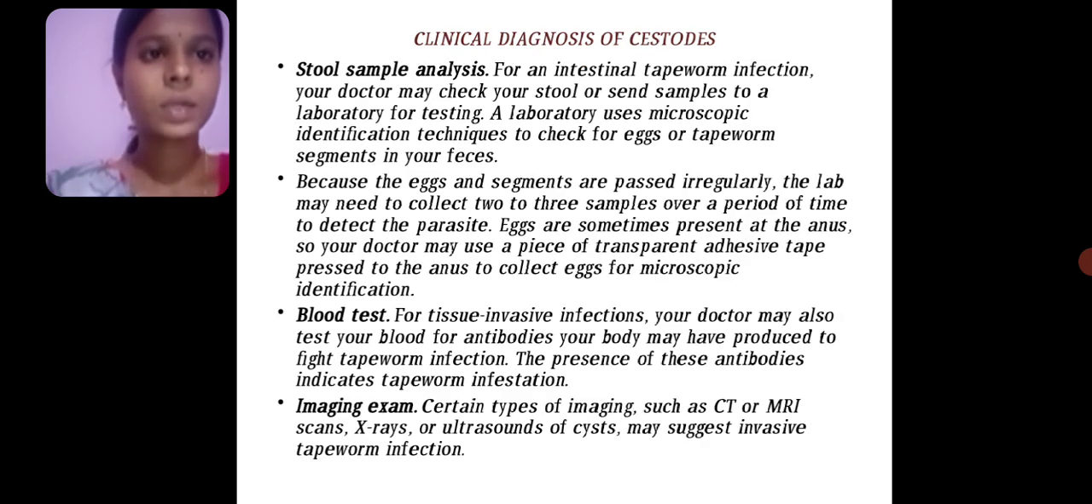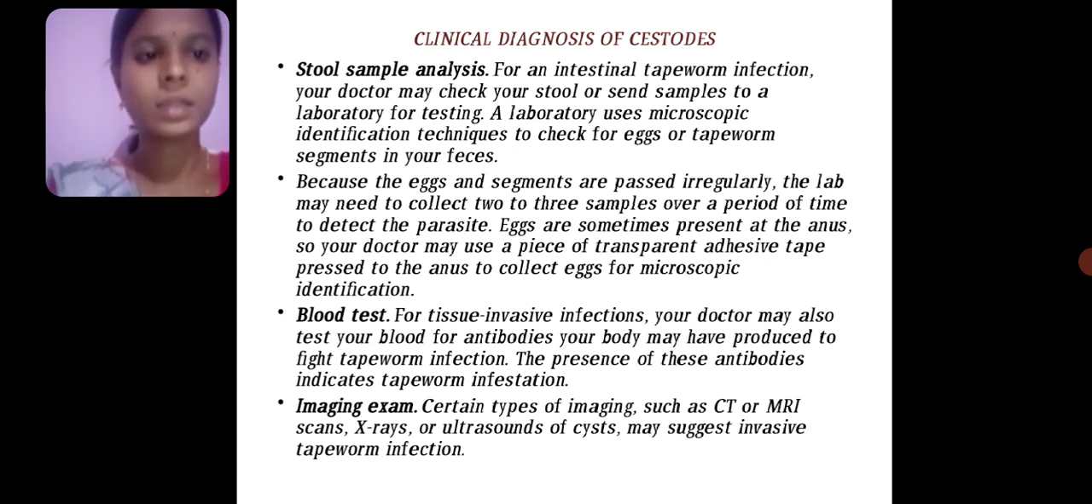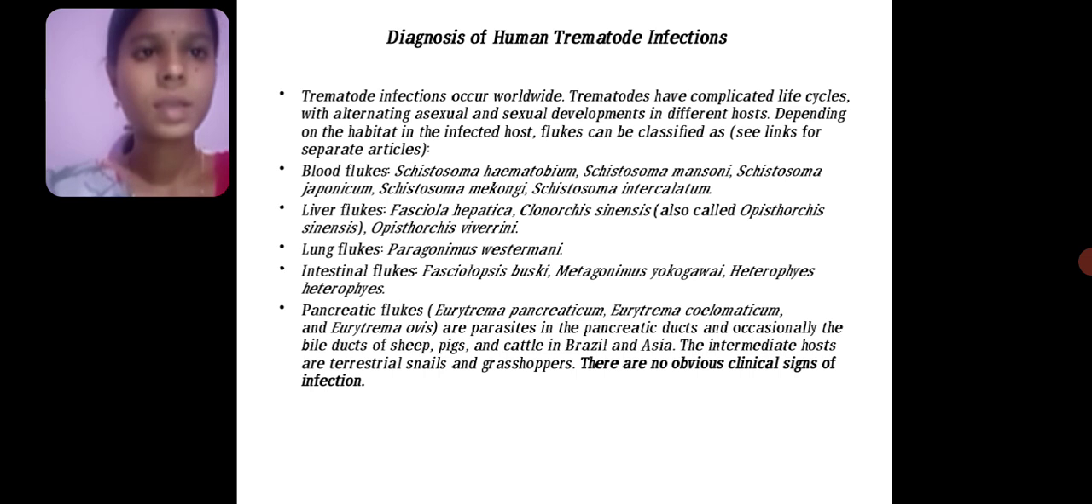Next, clinical diagnosis of cestodes. Stool samples are analyzed. Next, segments and egg, proglottid irregularity. The lab may need the patient to collect 3 samples over a period of time. Next, blood tests. Next, imaging exams. Diagnosing human trematode infections follows the same procedure: blood flukes, liver flukes, lung flukes.